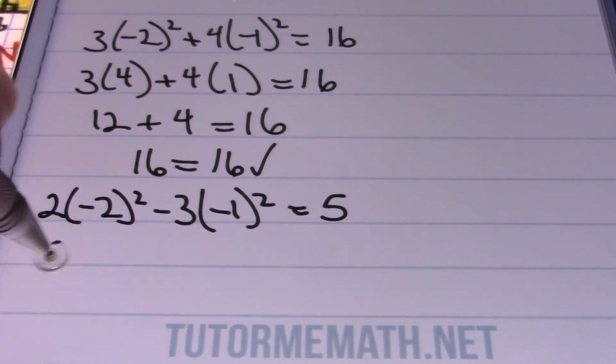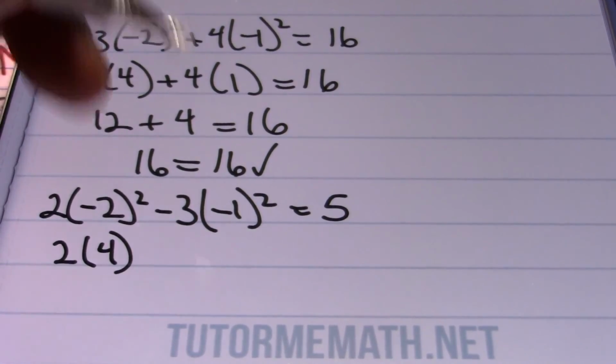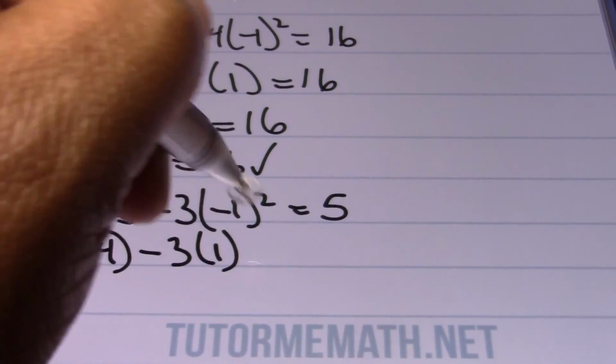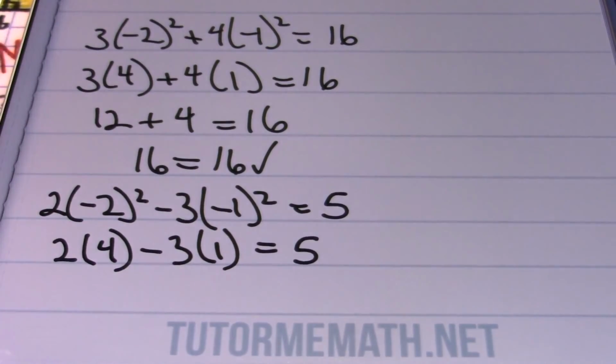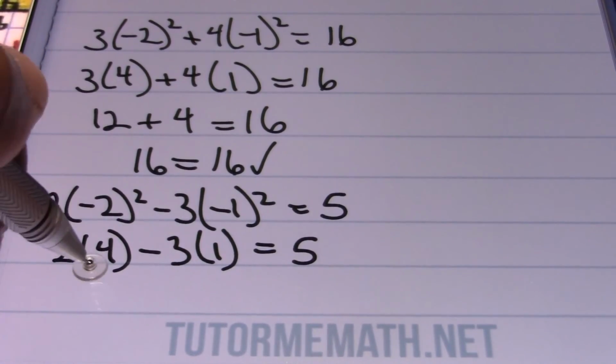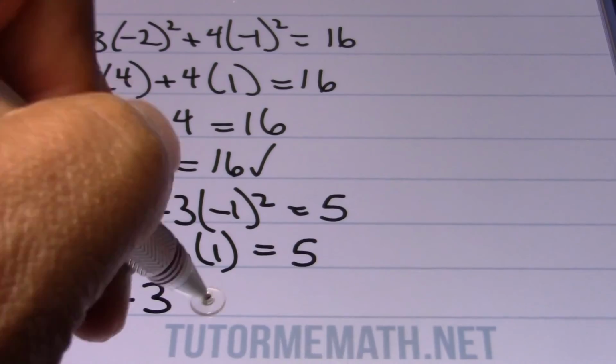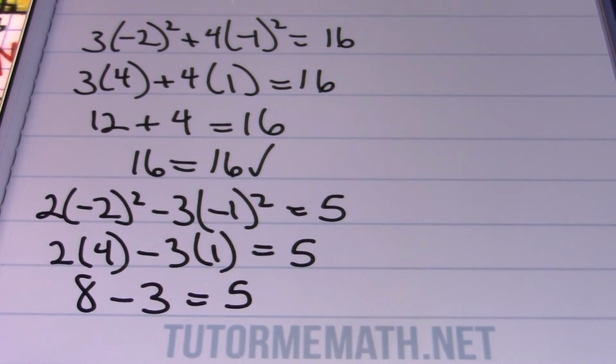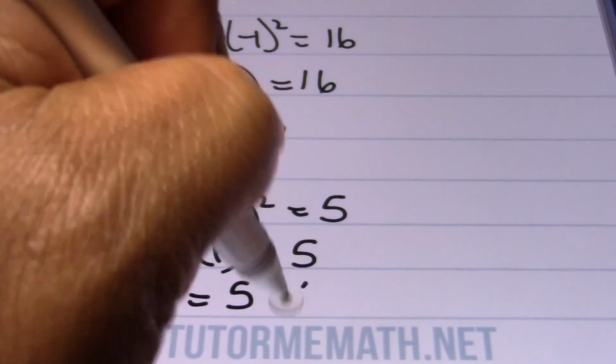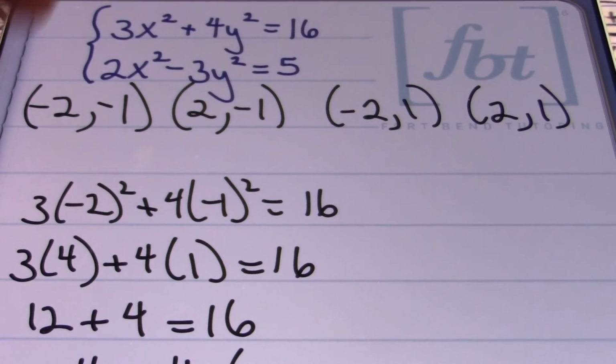So this gives us 2 times 4 after squaring the -2, minus 3 times 1 after squaring the -1, and this should equal 5. Well, 2 times 4 is 8, right? And we'll have 8 minus 3, and lo and behold, 8 minus 3 is 5, and 5 equals 5. So therefore, this checks out, which means this first point of intersection works just fine.